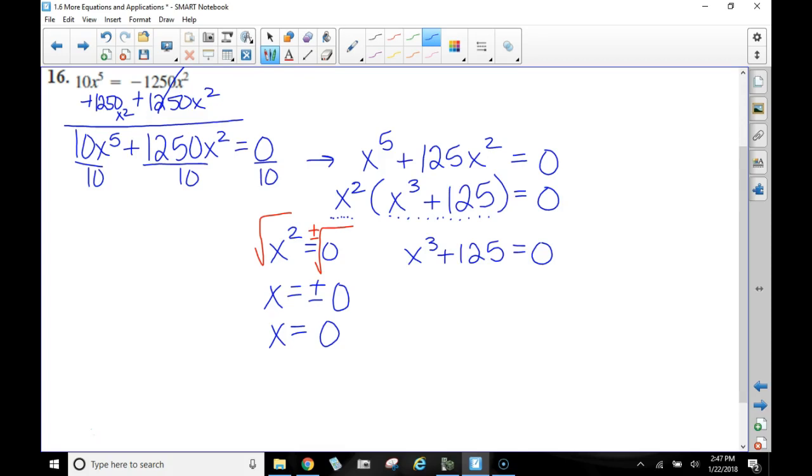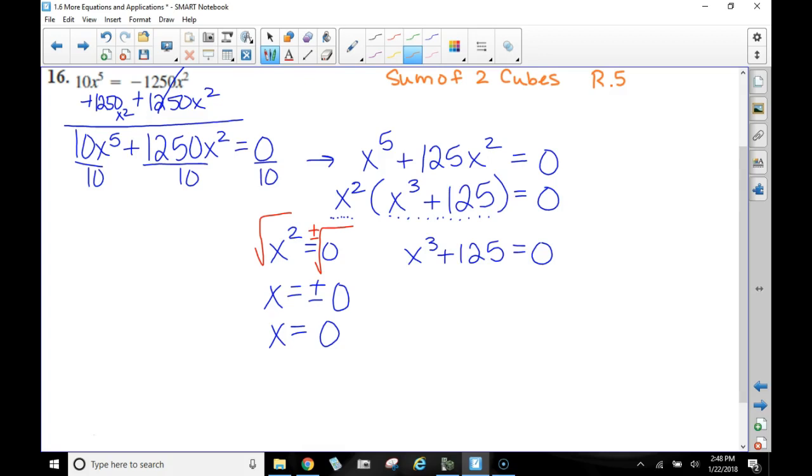Now, if your equation is higher than degree 2, it's possible that you need to factor to find all of your solutions. Now, at first glance, x cubed plus 125 may not look like it factors, but believe it or not, it does. It is one of those special products called the sum of 2 cubes. We had a formula to factor the sum of 2 cubes back in review section 5.